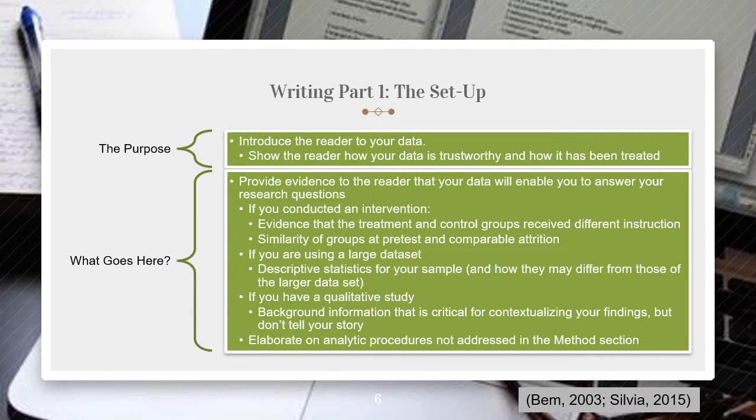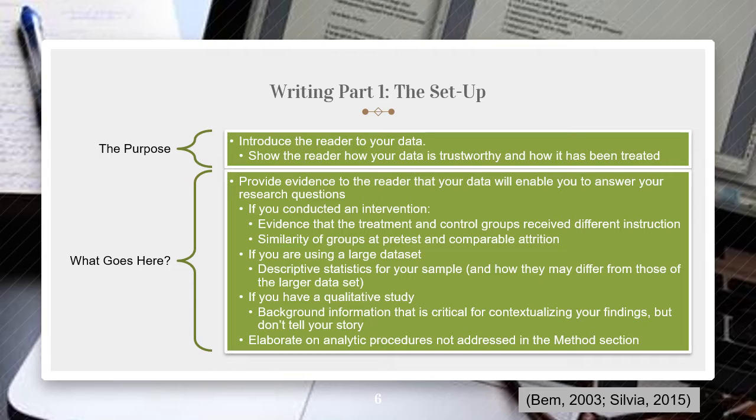If you're using a large data set as your data source, then you provide descriptive statistics of your sample. How might they differ from those of the larger data set as a whole? What are the characteristics of this population? How did you treat the data?